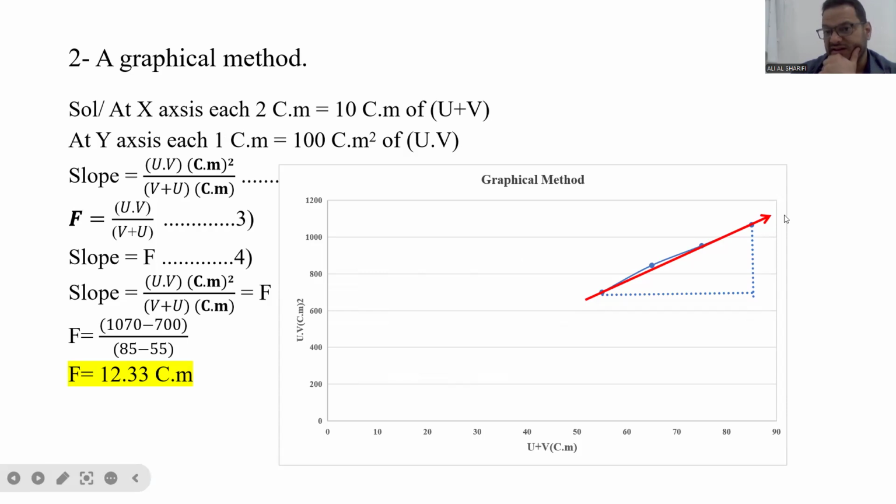From this red line, I selected the irregular point here. It's outside the oblique line because that will be outside the slope calculations. From these equations, slope equals 12 to 33 centimeters. That means the focal length. By that, it's the focal length from the graphical method.